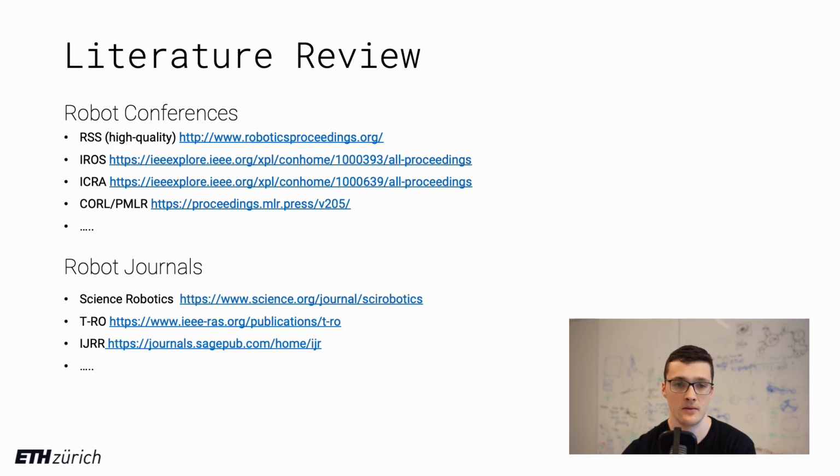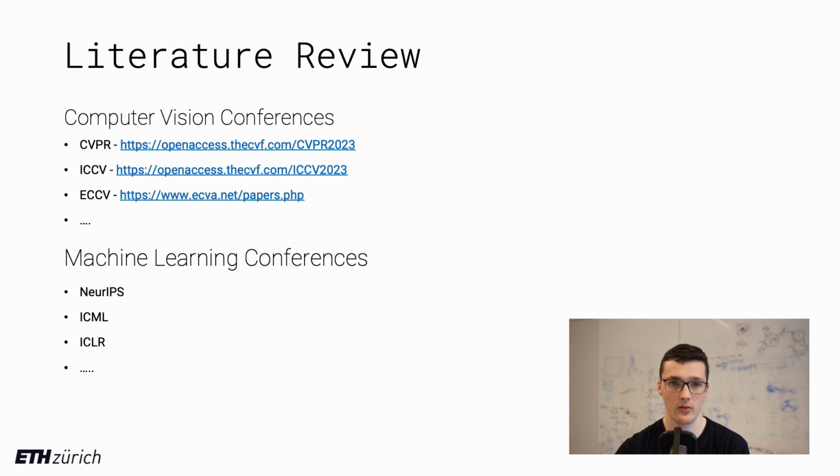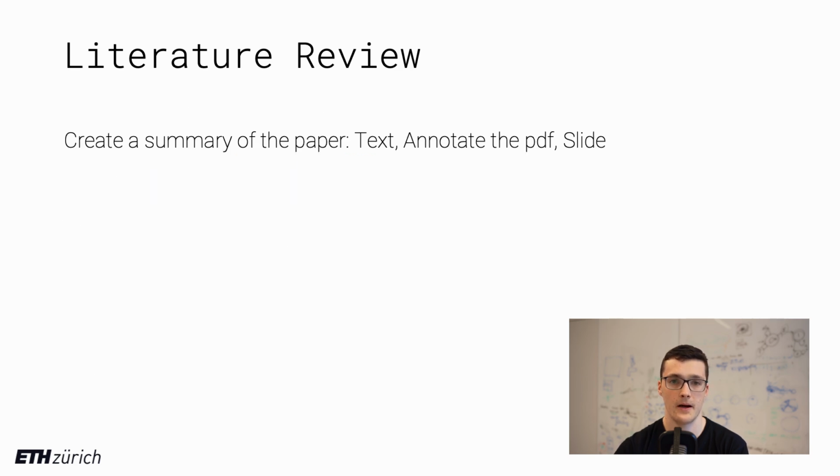Then there are also journals. Journals are usually bigger works, and there's a big variety of them, and I just put down three very popular ones in the field of robotics. Obviously, we're doing perception and learning for robotics, so a lot of tasks are related to computer vision or machine learning. Again, I put down the most influential conferences, I would say, but there are many more for you to explore. So figure out in which domain your project is, and make sure that you find the correct related work.